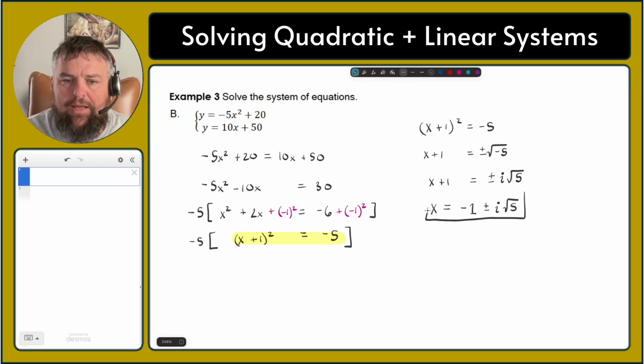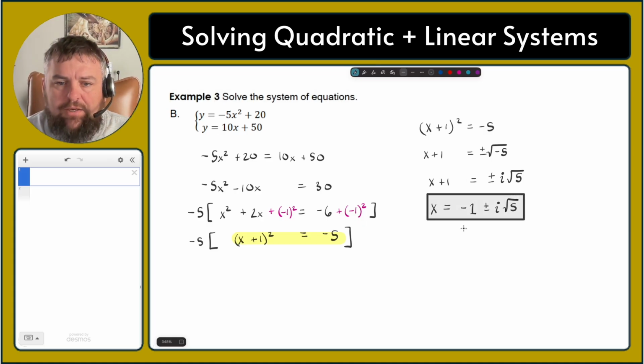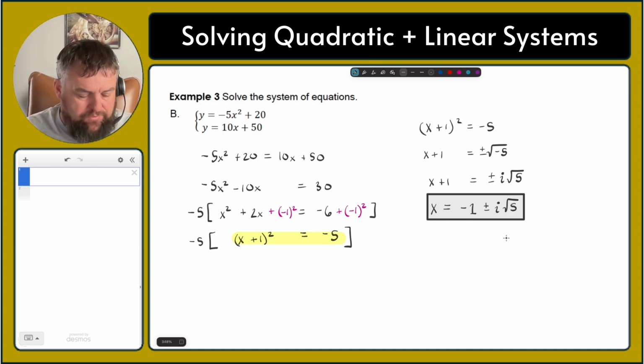And so when you get that, what this is telling you is that the intersection does not exist between the line and the quadratic, the linear and the quadratic. Okay, so let me pull this over into Desmos so you can see what that would actually look like.